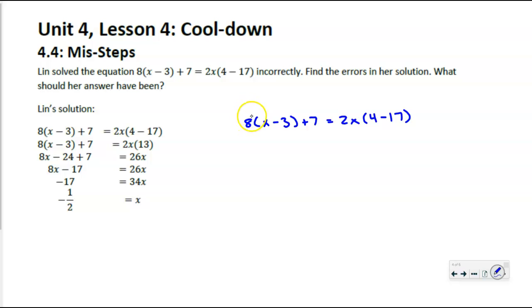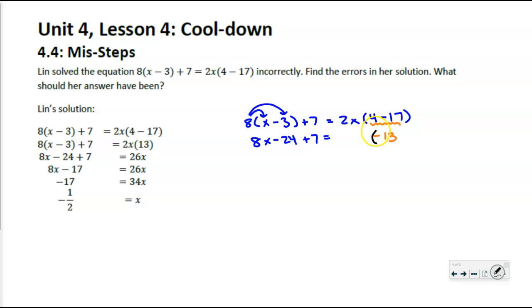And I can see I can simplify this left-hand side. 8 groups of x is 8x, and 8 groups of subtracting 3 is subtracting 24. Don't forget we still need to add 7. I'll take that in the next step. And all of that is going to be equal to, in this one I'm not going to be multiplying across the parentheses because I want to simplify what's in the parentheses first. We normally have not had equations where I can do that, but this one I can. 4 minus 17 is equal to a negative 13.